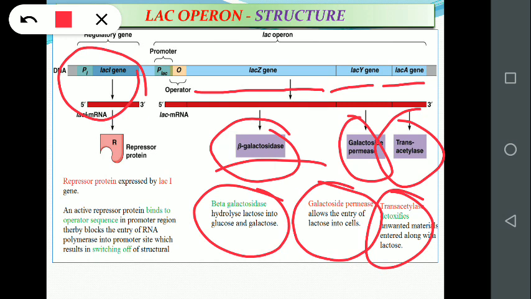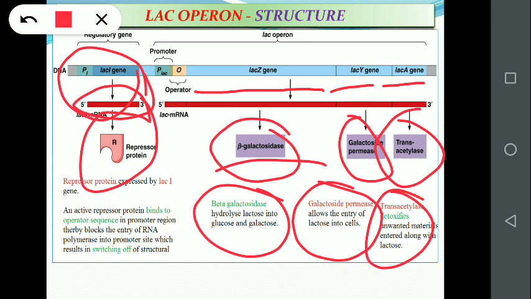Okay, the lac-I gene is nothing but a repressor gene. So the lac-I gene produces what? A protein. That protein is called a repressor protein. Repressor means that it will switch off, stop, repress. What does it stop? We are going to see later.